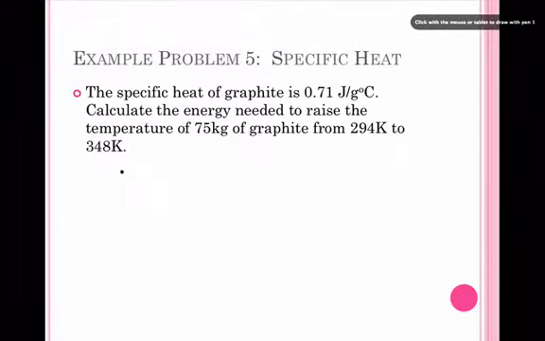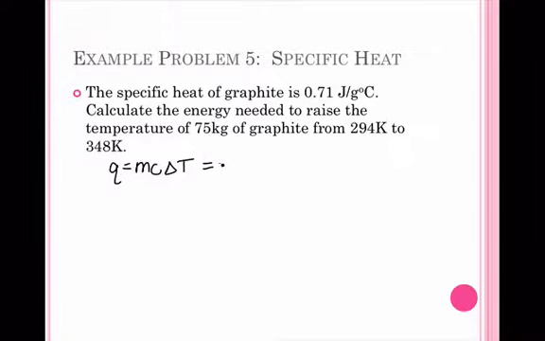Okay, here's an example using specific heat. The specific heat of graphite is 0.71 joules per gram degree Celsius. Calculate the energy needed to raise the temperature of 75 kilograms of graphite from 294 Kelvin to 348 Kelvin. So we can use the Q equals mc delta T. And we're going to be calculating Q here. They give us the mass, and it needs to be in grams. So that's going to be 75,000 grams. That is a big piece of carbon.